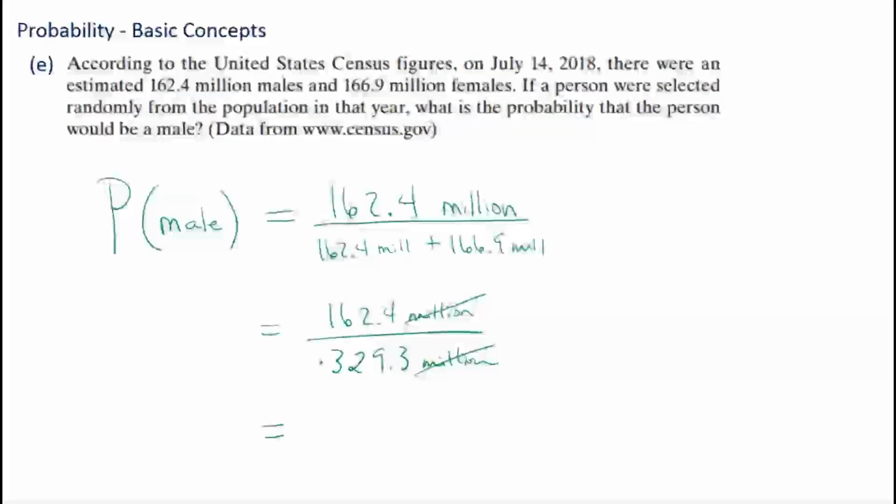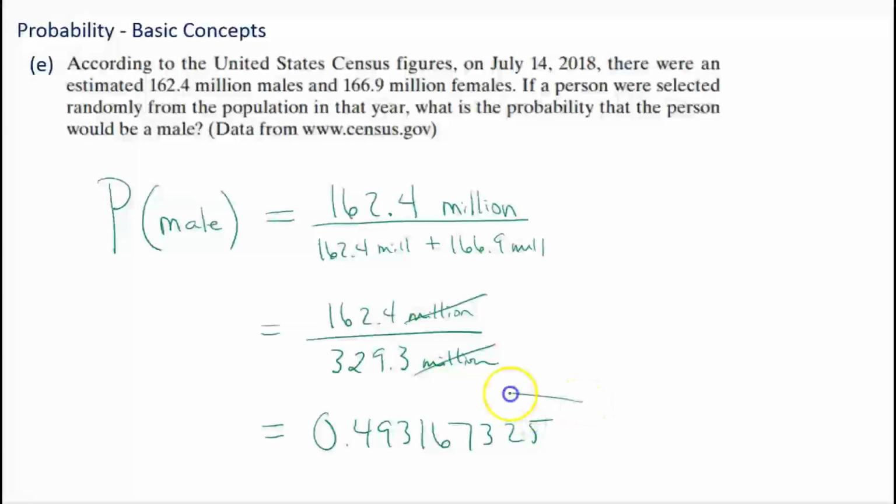So I'm going to take that 162.4 and divide that by 329.3, and I've got 0.493167325. Again, I don't see where it says to round. I'm going to write down everything. 493167325.